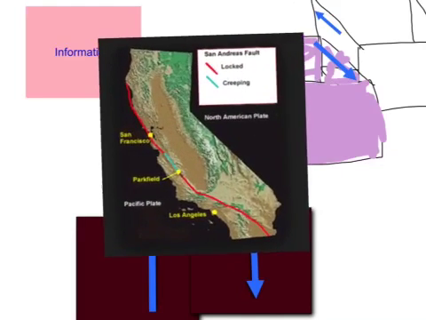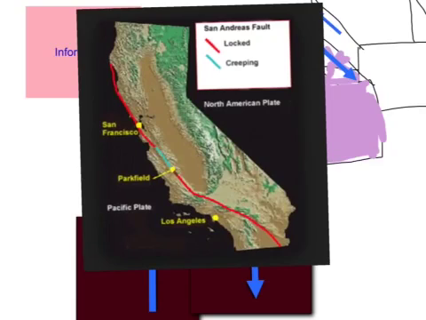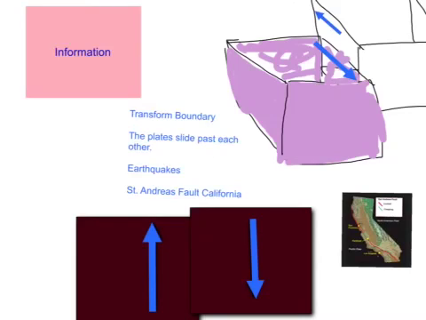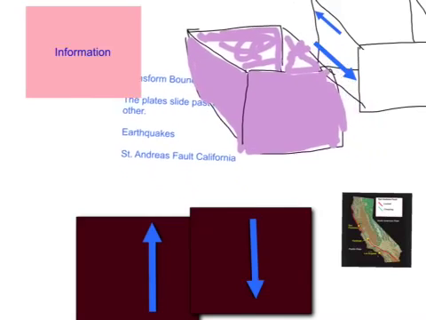If you look at this picture, right here on this red and light blue line, that's where it's at. And it goes all the way down. Right there, that is where the San Andreas Fault, California, is. You're wondering how they slide past each other.